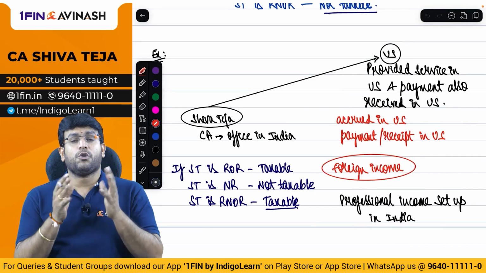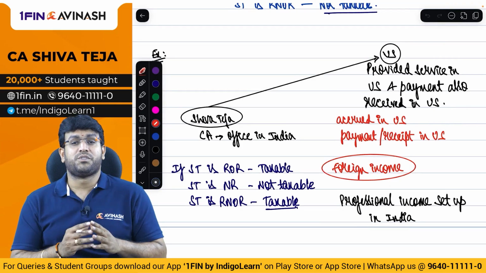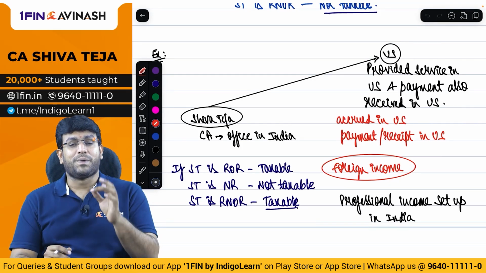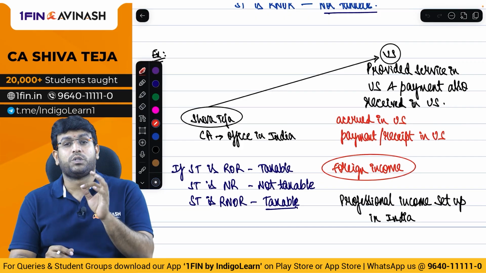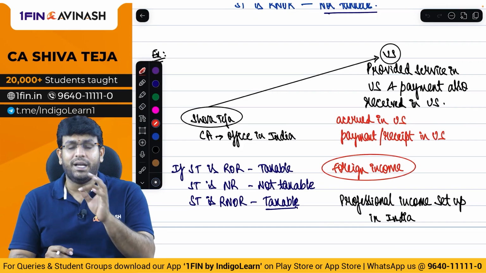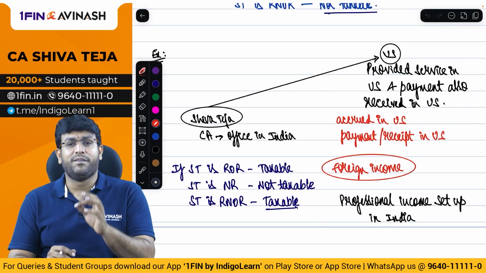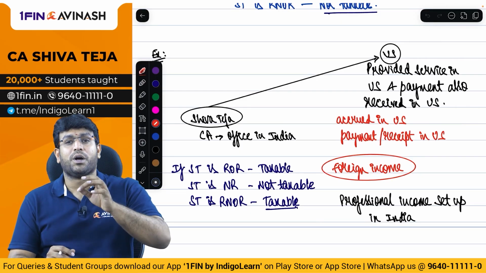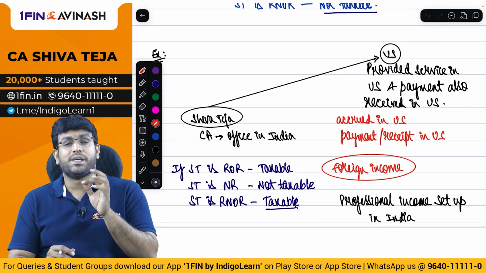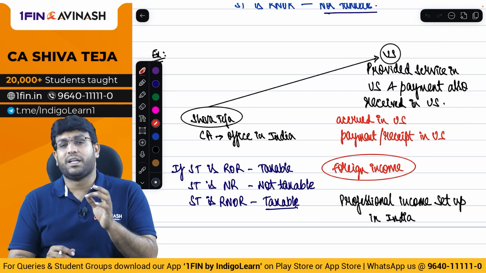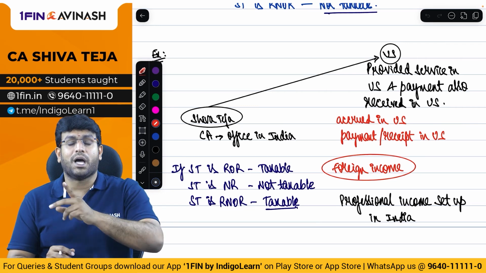Come on. So friends, we have clearly discussed the concept of section 5, scope of total income, which specifies that income is classified into two types known as Indian income and foreign income. What is Indian income? Income which is accrued or received or deemed to be received or deemed to accrue as in India. And what do you say as foreign income? Foreign income is that income which is accrued and received both outside India.